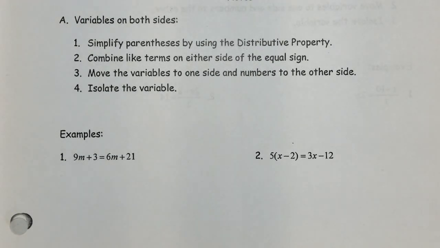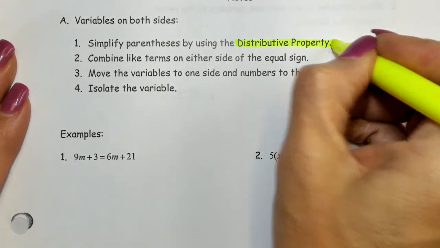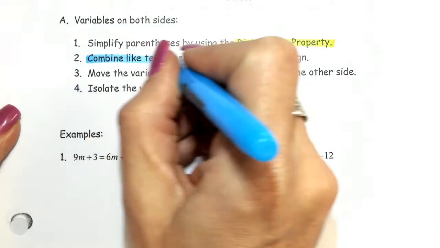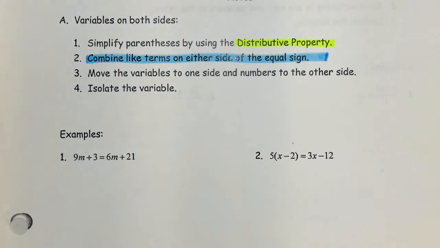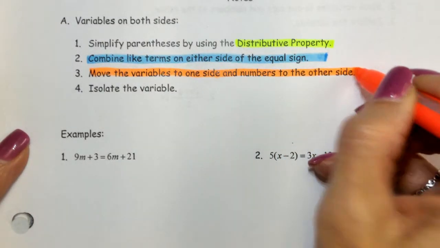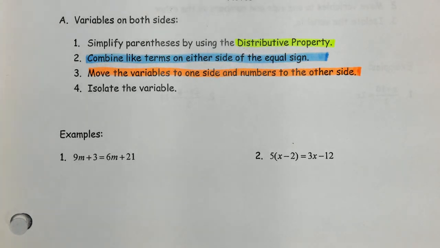And some of it's really the same beginning, so you do have to use your distributive property first in order to get rid of any parentheses that you may have in the problem. You still want to combine like terms, but this time you want to make sure you're combining them on either side of the equal sign. So you might have to combine on the left side and the right side. You want to be able to move your variable terms to one side of the equal sign and move your numbers to the other. And then, of course, isolate your variable. So it's usually a one or a two-step process after that.